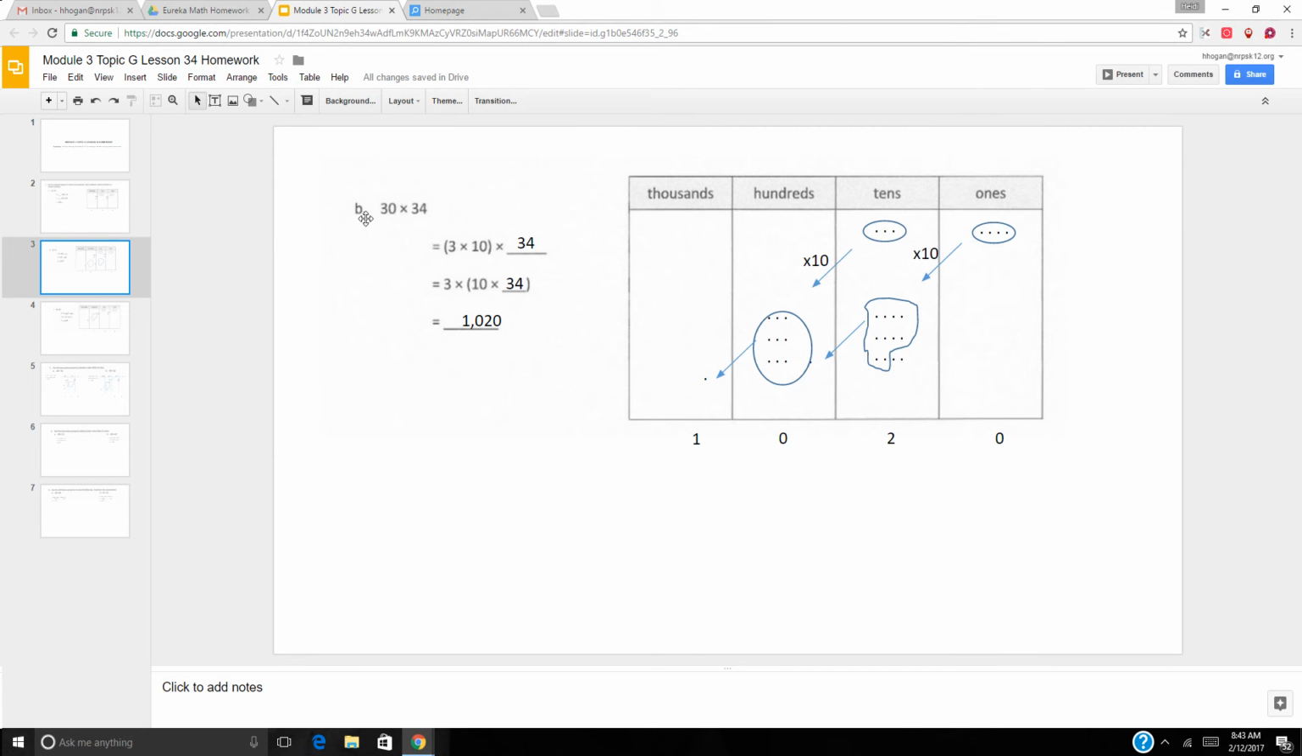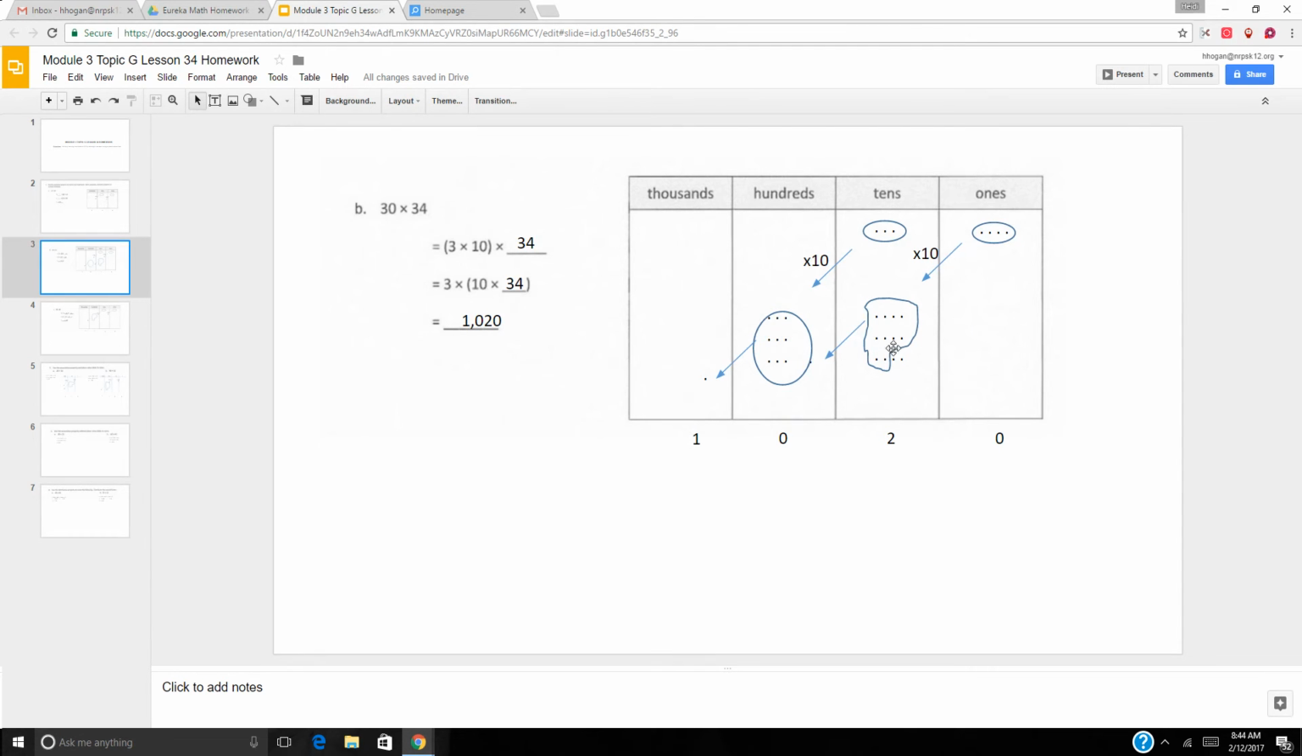30 times 34. We can change 30 to 3 times 10 times 34. So we have 3 times 10 together, but we can change this to have 10 times 34 together 3 times. So we have 34 times 10. We move this over from the ones to the tens to the hundreds. And then it's times 3. So we have 4, 1, 2, 3 times. And we have 3, 1, 2, 3 times. But when we have 4 3 times, we actually have 12.